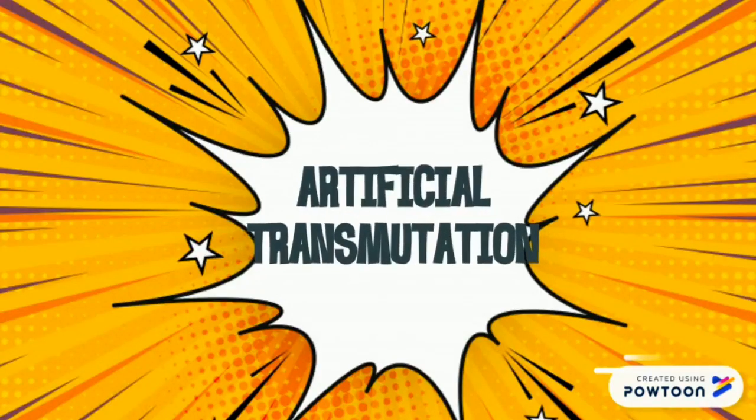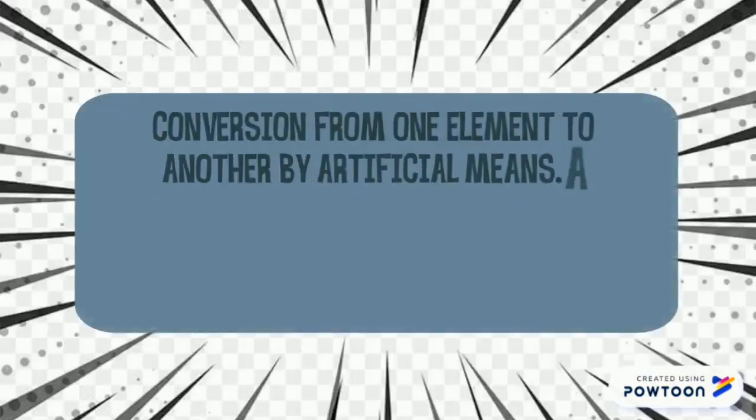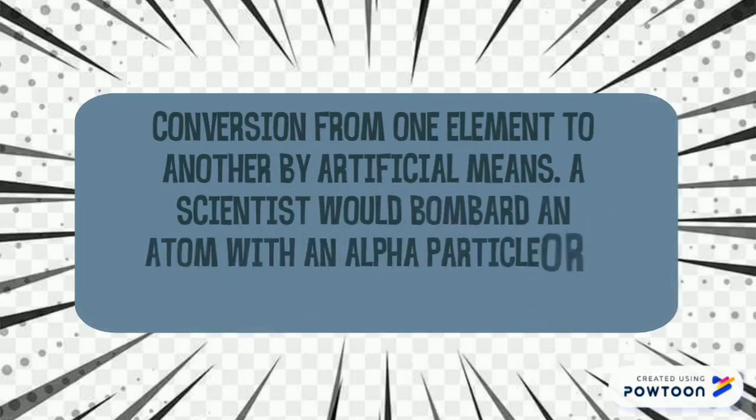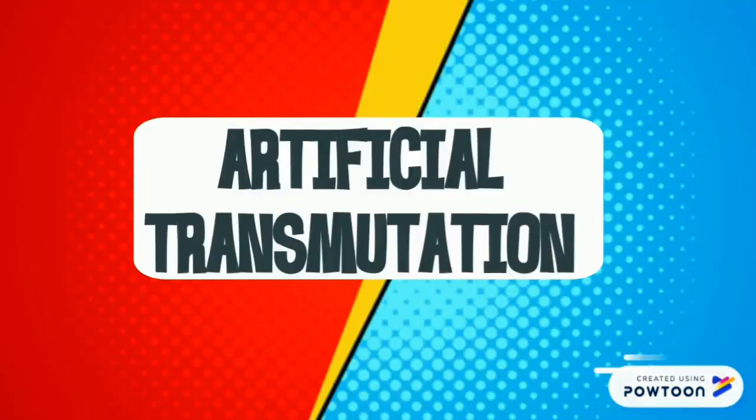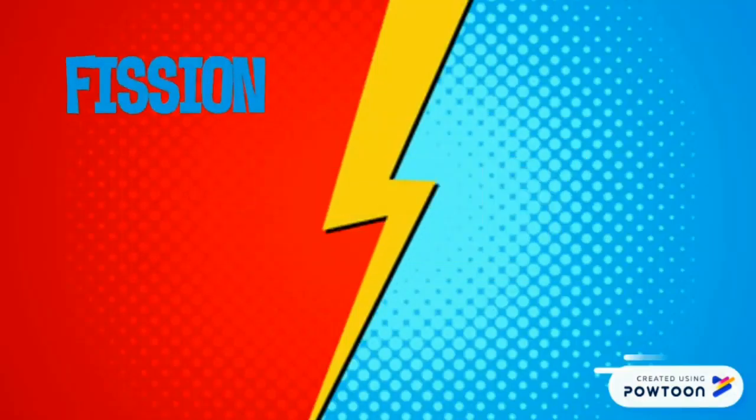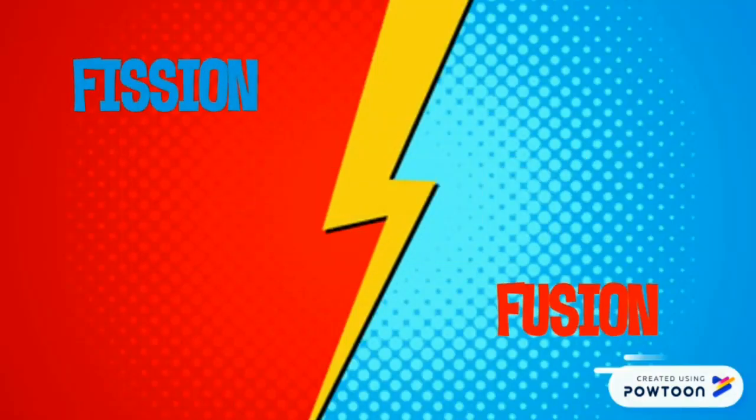Now, let's go to artificial transmutation. Artificial transmutation is the conversion of one element into another by artificial means. This means, for example, a scientist would bombard an atom with a particle like alpha particles or a neutron to form a new element. We have two types of artificial transmutation: fission and fusion.